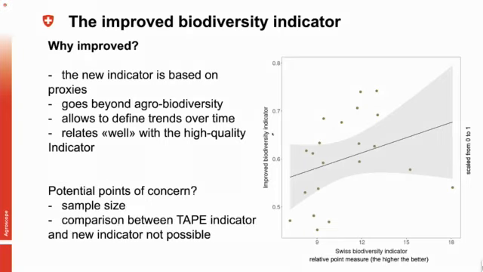Now, of course, as scientists, we are always questioning ourselves, okay, why is this relation not the best? In the end, we had a relatively limited sample size of 25 farms or so in Switzerland. And we would have liked to do the comparison with the TAPE indicator, but since we're looking at different scales, such as agri-biodiversity compared to landscape biodiversity, we couldn't do that.